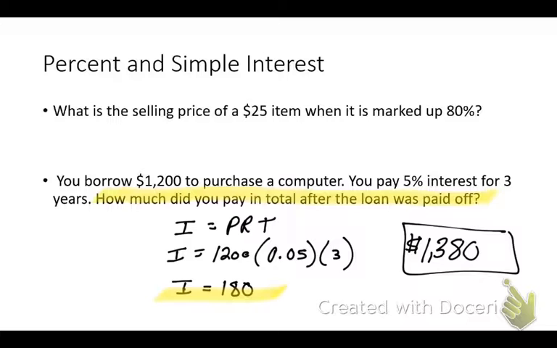How much did you pay in total? Okay, so that's why you always hear pay cash for stuff, right? Because you just paid $1,380 for a $1,200 computer, when you could have paid cash.